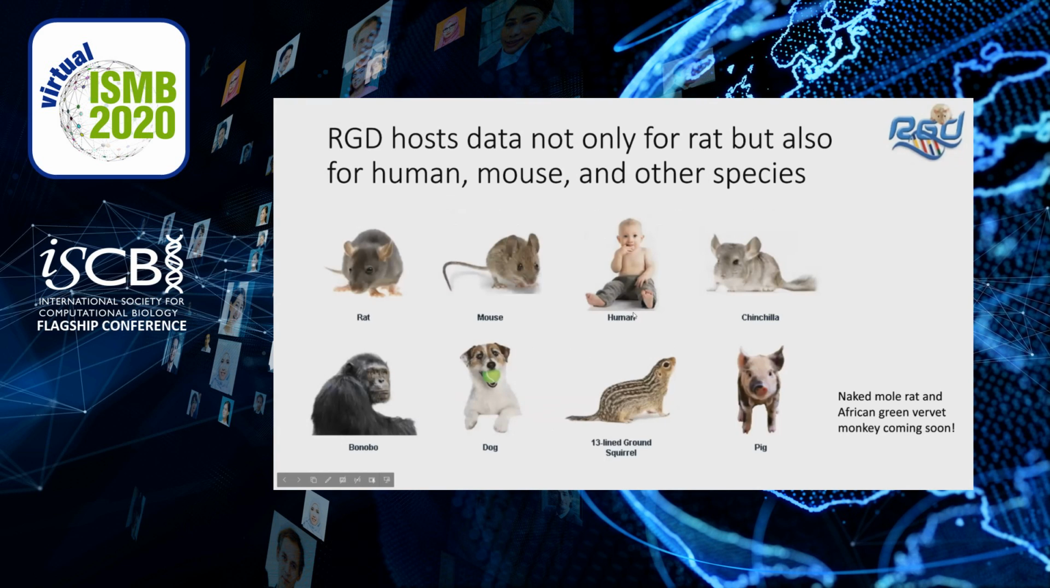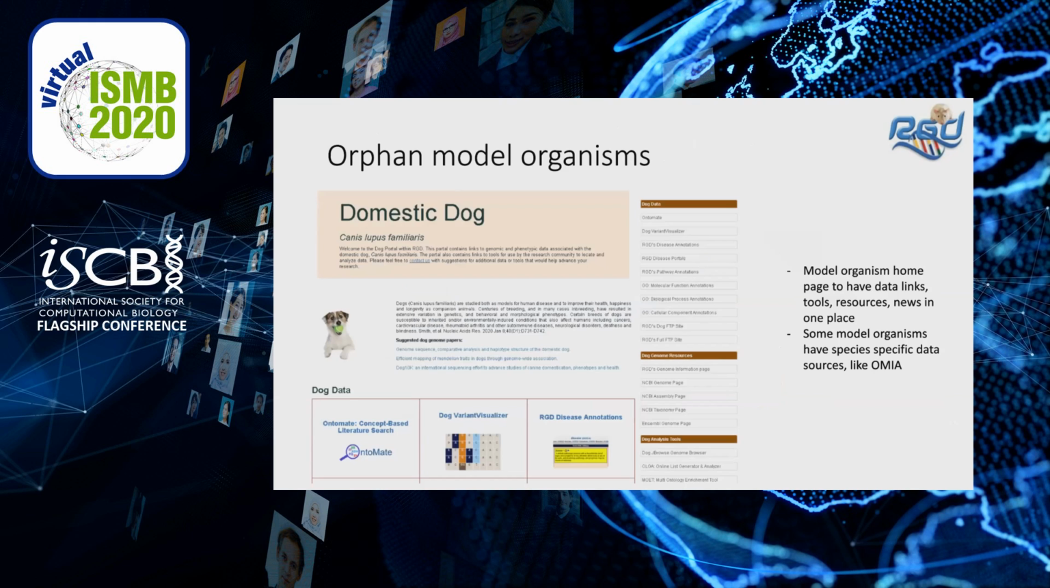RGD is a model organism database for rat, which means it is a depository of all kinds of data associated with rat research. But RGD is more than that. It also contains data for other species, most importantly for human, but also for mouse, chinchilla, bonobo, squirrel, dog, and pig. We host data for orphan species, like dog, because there are no dedicated databases for them.